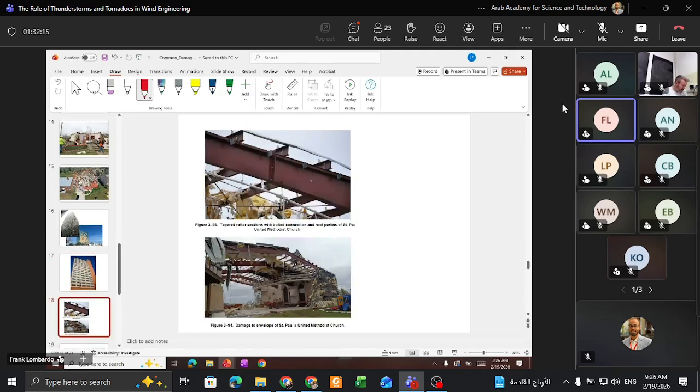Oh yeah, I do have a picture. Here's an example of a low-rise steel frame building. The steel structure here is pretty much intact. It's really all the cladding that got ripped off, so this thing is really down to its skeleton. This was in a tornado in Missouri. You can see the envelope damage is significant, but the actual structure itself fared okay.